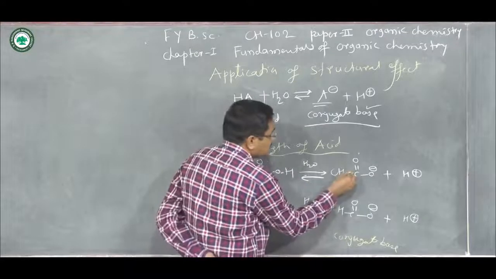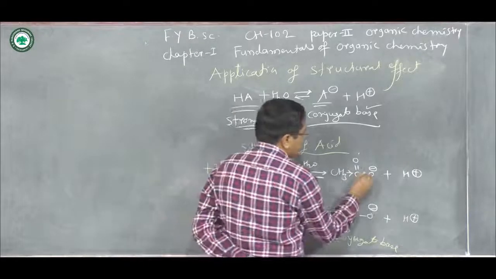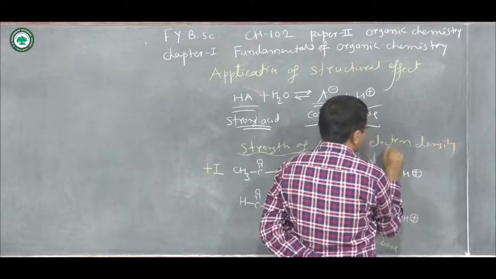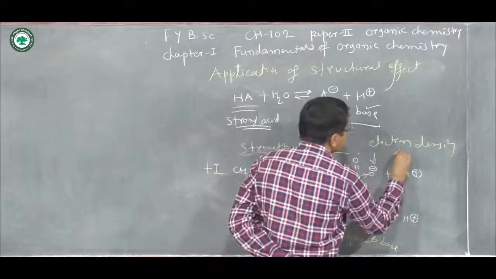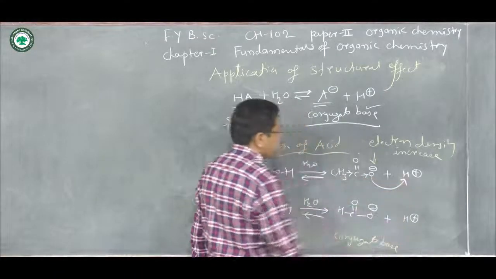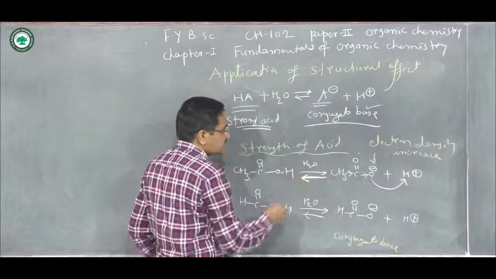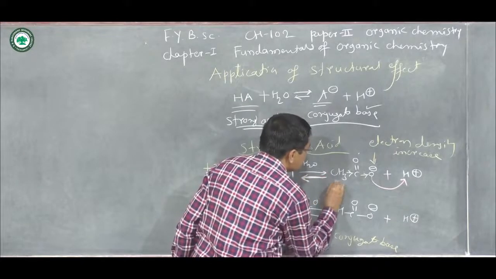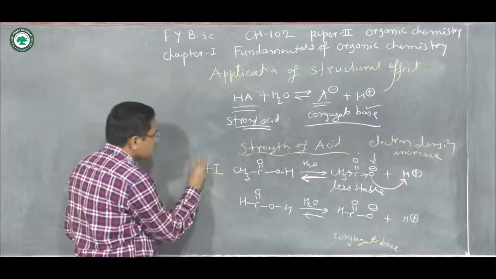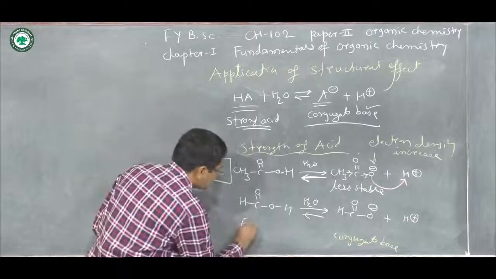Now what happened here? Due to this CH3 shows the plus I effect, electron density on this oxide ion is increased, and this attacks this H plus and a reversible reaction takes place. Means this conjugate base is less stable, and its instability is due to the plus I effect. But when we consider the formic acid here, this is formic acid.